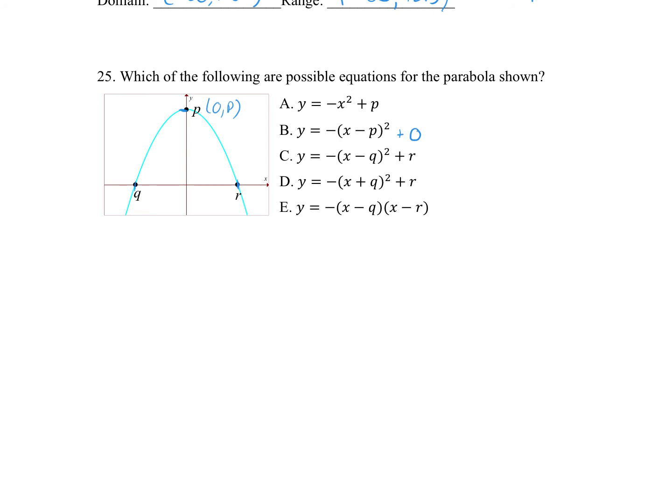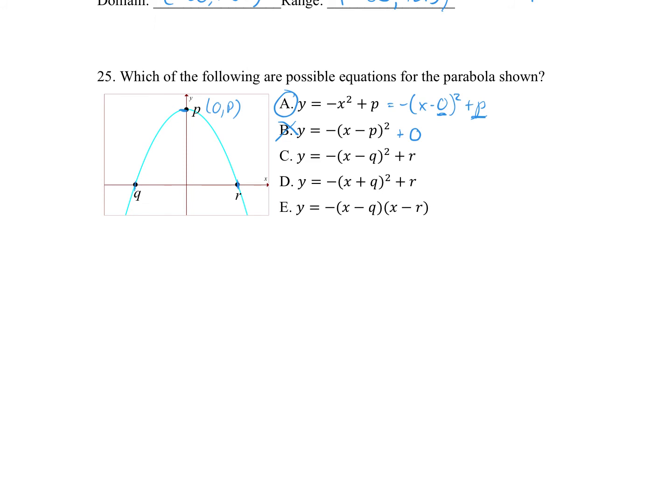We can actually look at this first one here. We can imagine that this is x minus 0 squared plus P, right? And that would fit our vertex form. We have 0 as our x and P as our y on our vertex point. So A could actually be a possible formula for it. Now if we look at B, P is not an x value, right? It's not P comma 0, it's 0 comma P. So this one would not be correct.